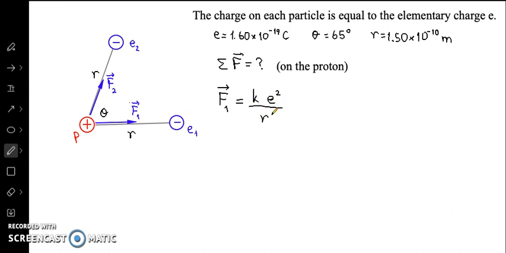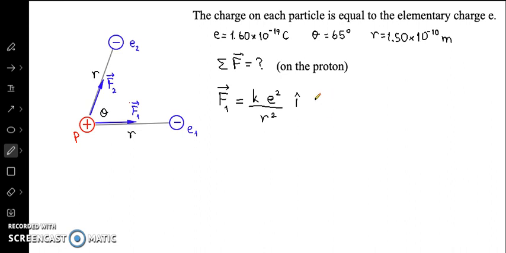By the way, the distances between each respective electron and the proton are equal. I labeled both of them as R. So K times E squared divided by R squared times i hat is the first force vector F1. Again, E is known, that's 1.60 times 10 to the negative 19 coulomb. Theta is the angle in the picture. We're not using it yet, but it's 65 degrees. Distance R is 1.50 times 10 to the negative 10 meters.